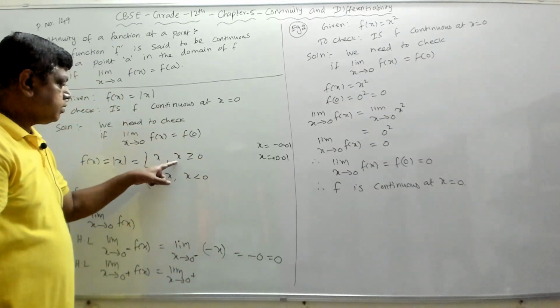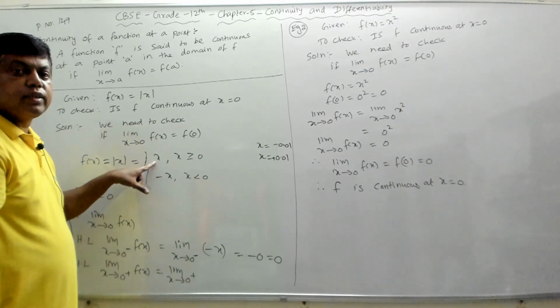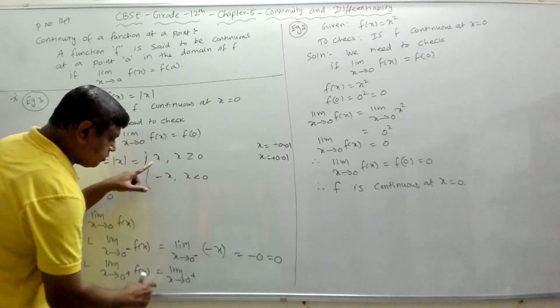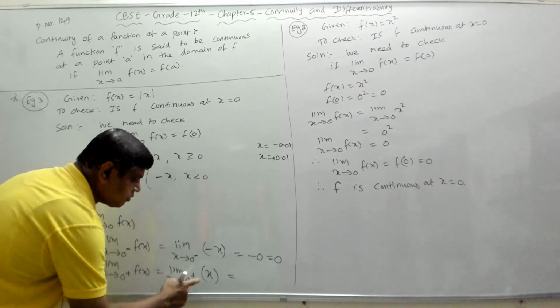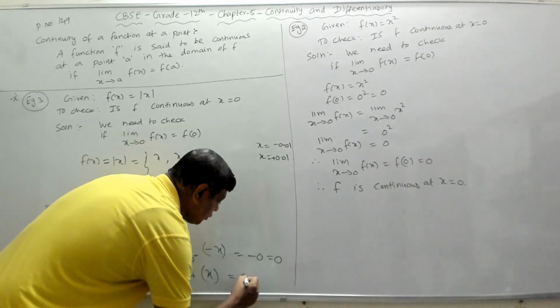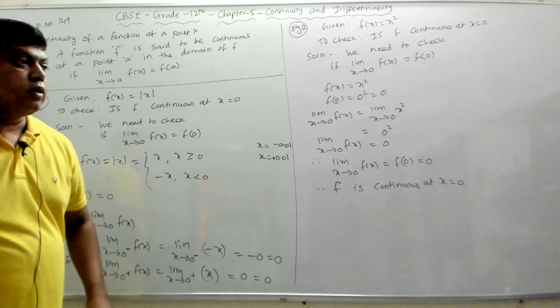So x is positive. X comes under this category. When x is positive, we have to use this function. Here f of x is x. So here instead of f of x, we'll put x. Now we'll substitute the limit. In the place of x, we should put 0. If you put 0, we get 0. So left hand limit is also 0, right hand limit is also 0.